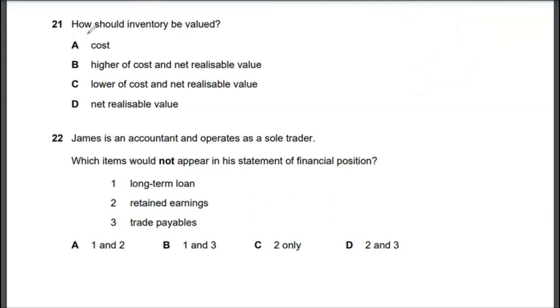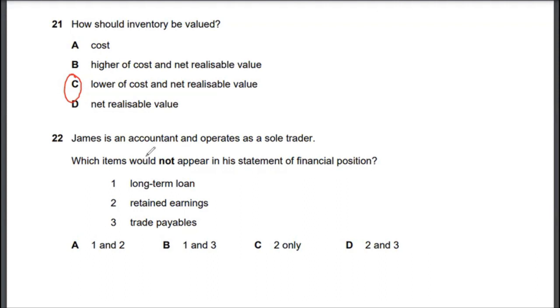So let's read multiple choice 21. How should inventory be valued? This should be at the tips of your fingers. It should be at the top of your brain. It's a very simple question. The correct answer to multiple choice 21 is option C, lower of cost and net realizable value. That is the inventory valuation principle, no matter what. This is not going to change, at least in your life. So the correct answer to multiple choice 21 would be option C.